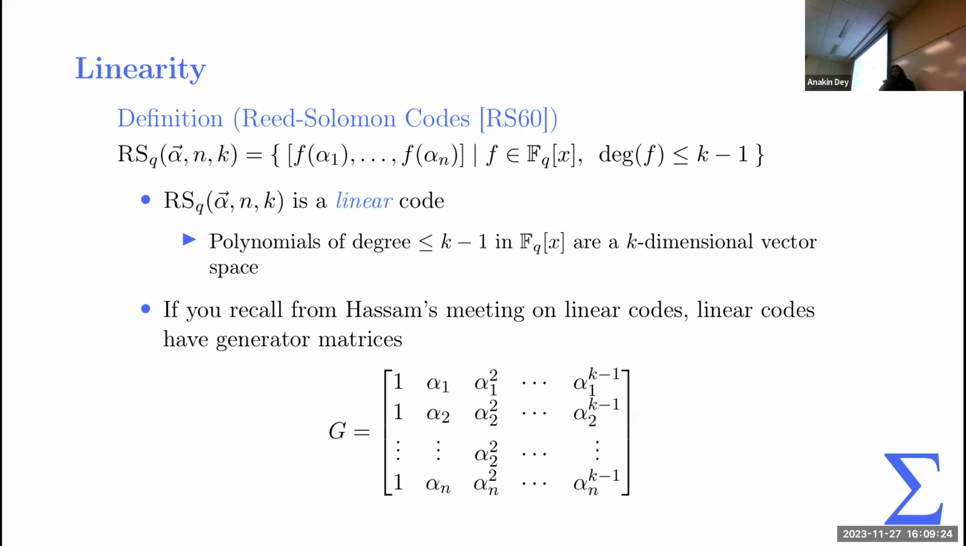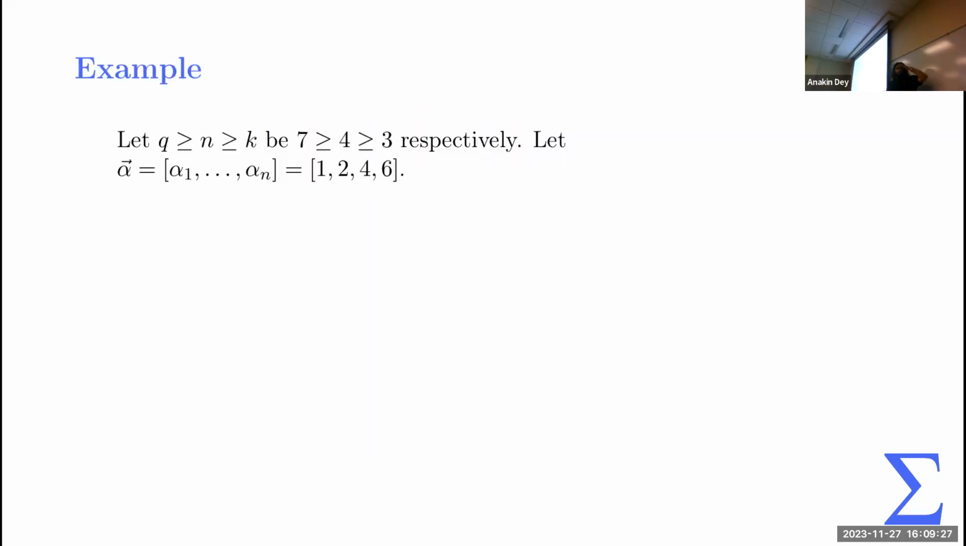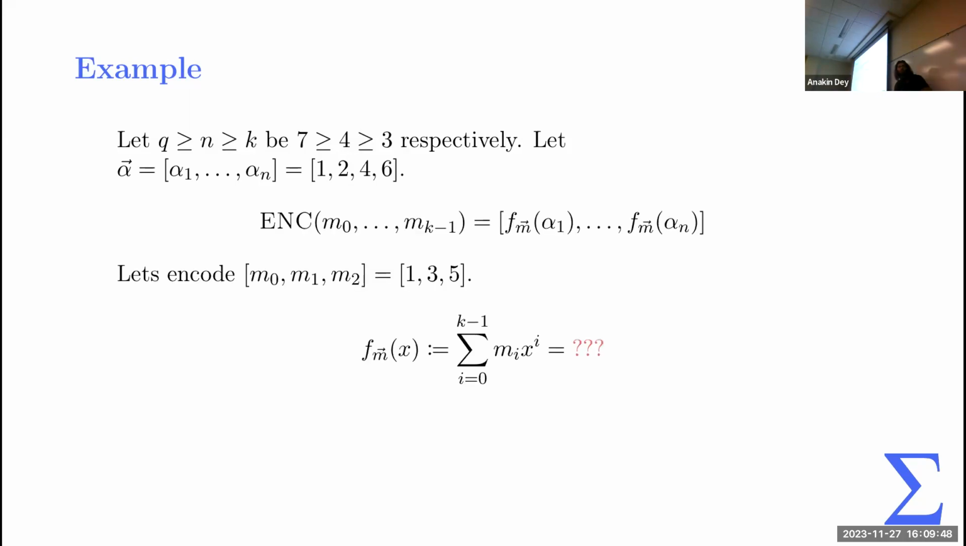But let's go over an example. So we're going to be working over, in this example, integers mod 7, and then we're going to have 4 evaluation points, and we're going to encode a message of length 3, right? So let's have our evaluation points be 1, 2, 4, and 6. So those are the integers. And then remember, that's our encoding function. So if we want to encode this message 135, right?